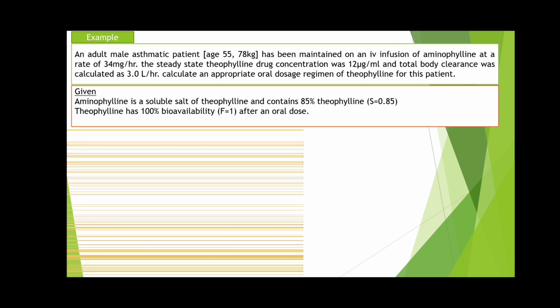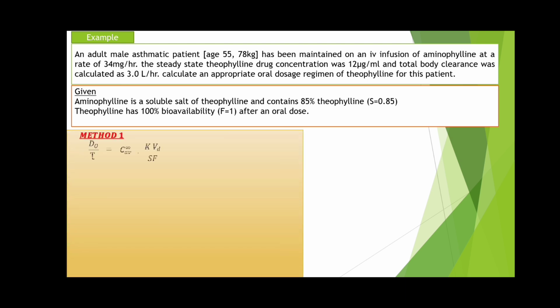Now we'll check out the first method. So we have the equation D naught by tau equals average steady state concentration into kVd divided by SF. But we have total body clearance, and total body clearance is also equal to kVd, that is elimination rate constant into the volume of distribution. So therefore D naught by tau is equal to C average into total body clearance divided by SF. Okay, so we are rearranging this thing. The dose rate is 34 mg per hour.